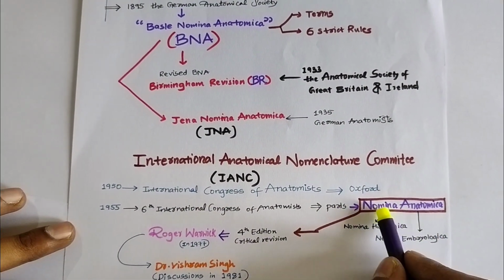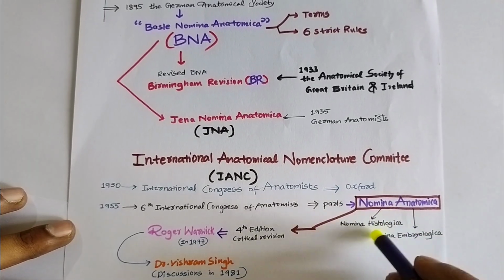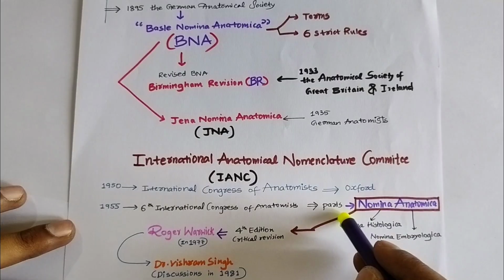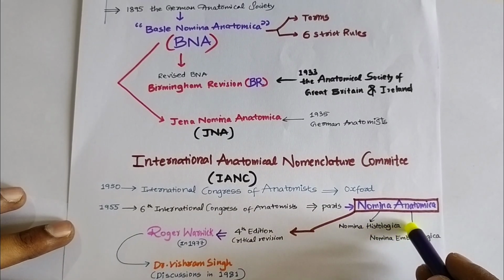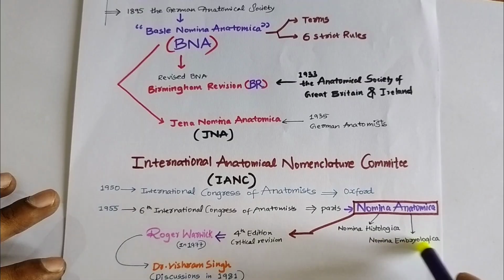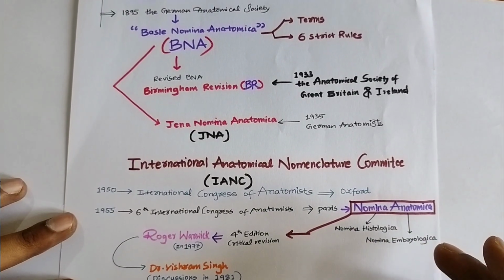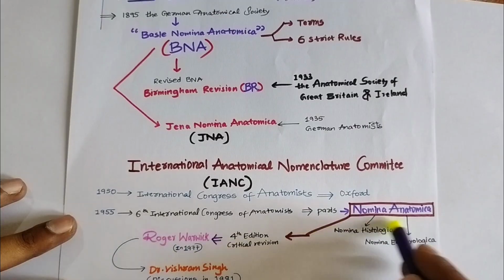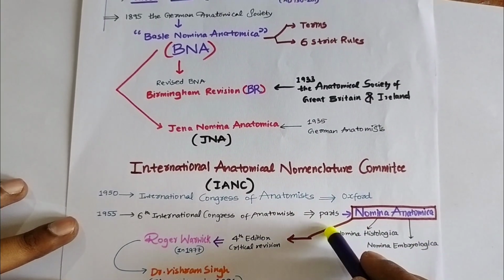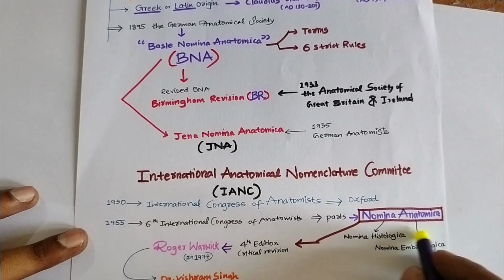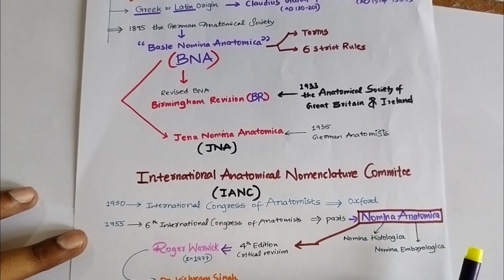So Nomina Anatomica, Nomina Histologica, Nomina Embryologica, the terms were created in histology and embryology, and they have to be followed worldwide. They passed certain rules and regulations for studying histology and embryology.